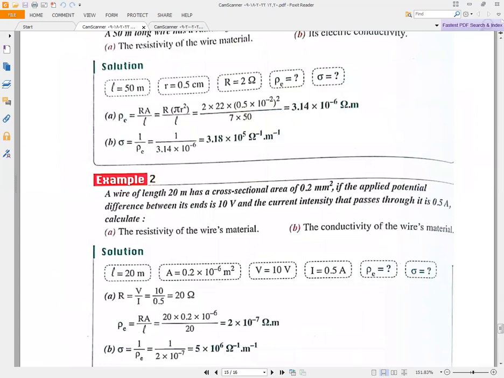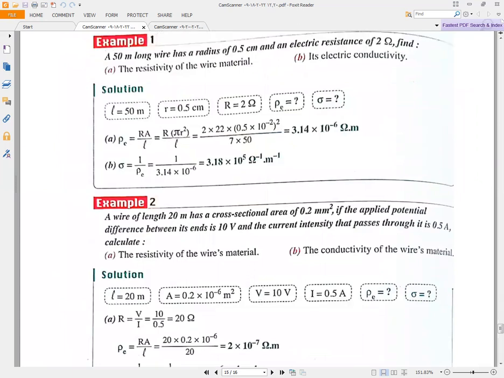We have an example here. A wire of length 20 meter has a cross-section area of 0.2 millimeter square. If the applied potential difference between its ends equals 10 volt and the electric current intensity passing through it equals half ampere. Calculate the electric resistivity, which equals R A over L.